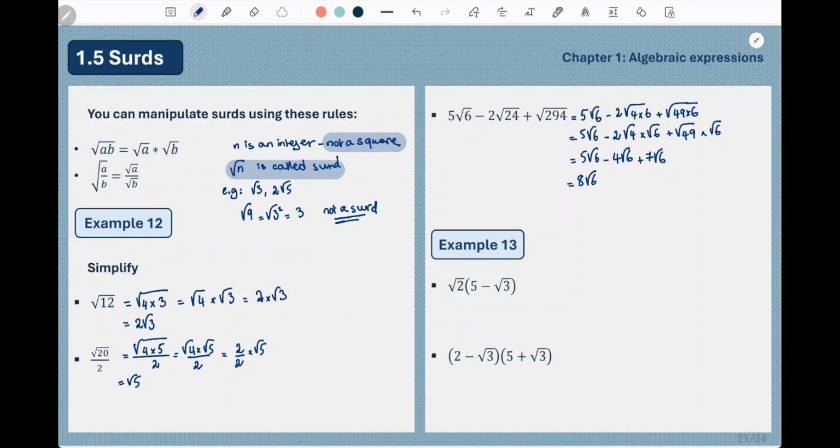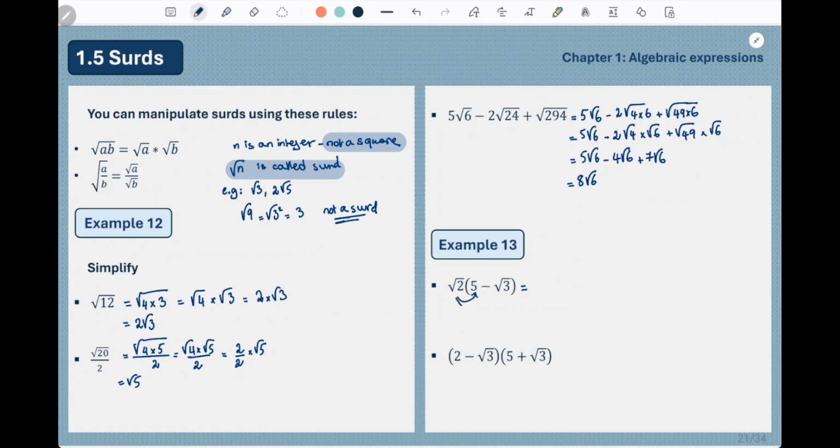Okay, so moving on to example 13. In this question, we're required to expand and simplify if possible. So let's first expand and see if there is any simplification to be done. If you're having trouble with expansion, I've got a video about that. You can check it out at the end of this one.